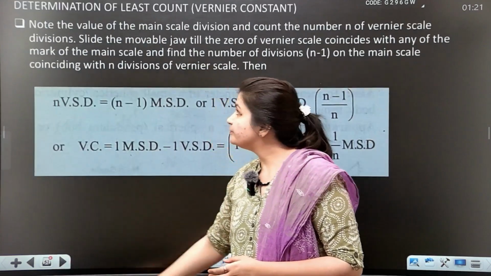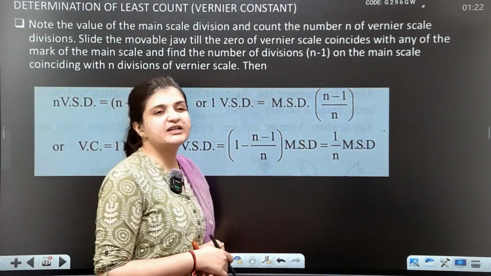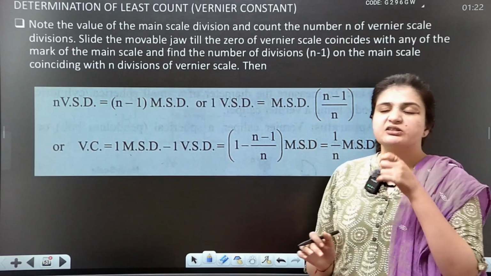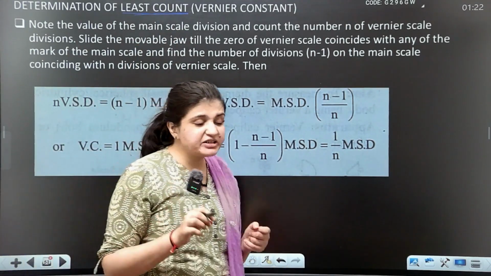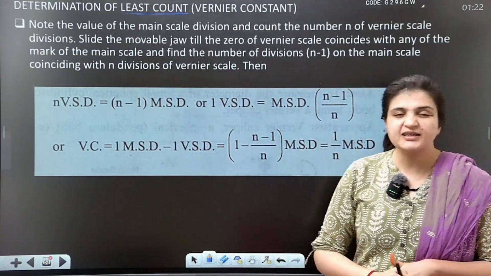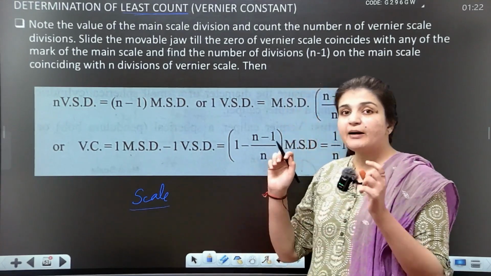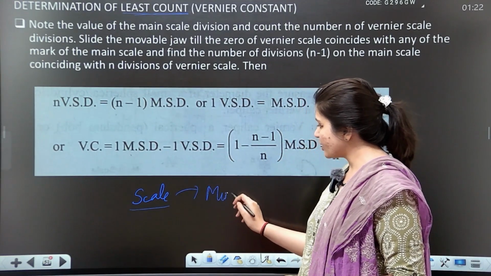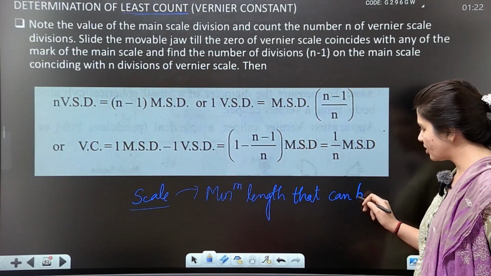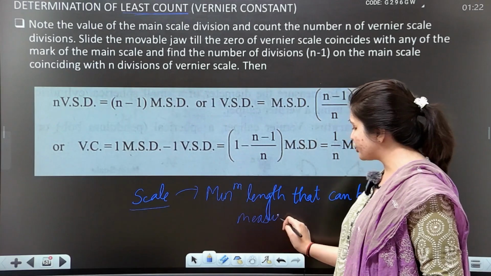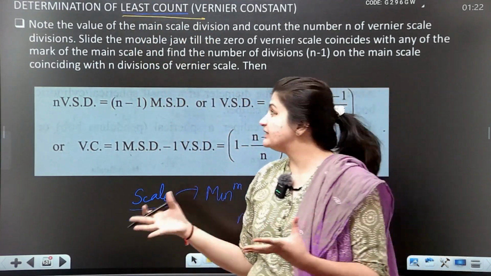Now, determination of least count. So how can we find the least count of this vernier scale? So students, what is the least count? What is basically the concept of least count? It measures the smallest value. What is the smallest value we can measure through any device? If we have a device, a scale, a vernier caliper, what is the minimum length that it can measure? That minimum length is called the least count.